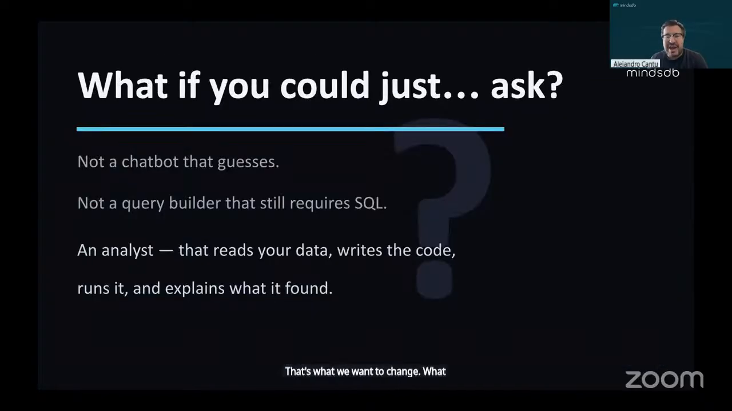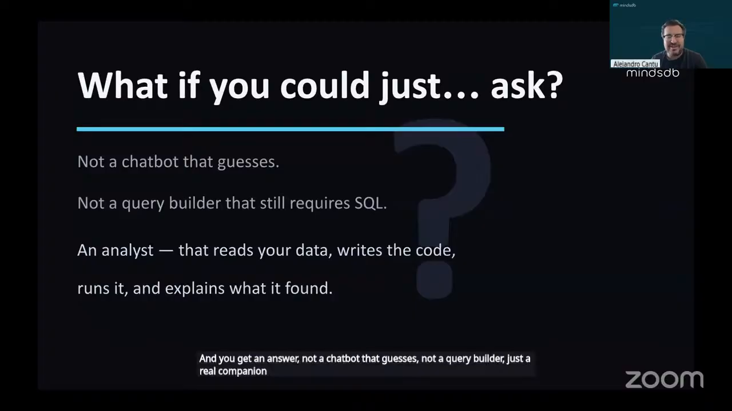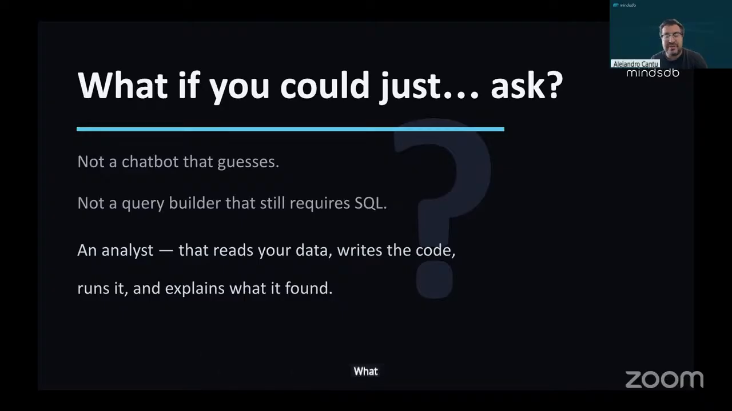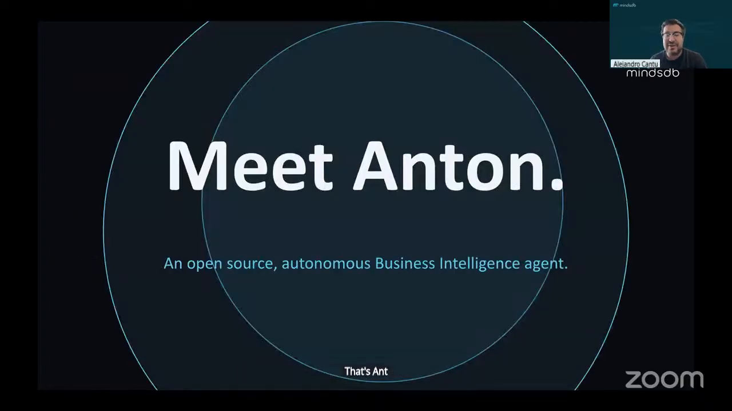What if you could just ask? What if you could go with a plain English question and ask? And you get an answer, not a chatbot that guesses, not a query builder, just a real companion, a real analyst, a real agent that reads the data, explores the data, figures out what's in the data, figures out what the pattern is, what it needs to do to get to the answer in the code. It writes that code, it runs it, and it explains what it found. That's Anton. That's our open source autonomous business intelligence agent, and we couldn't be more proud to showcase it to you.